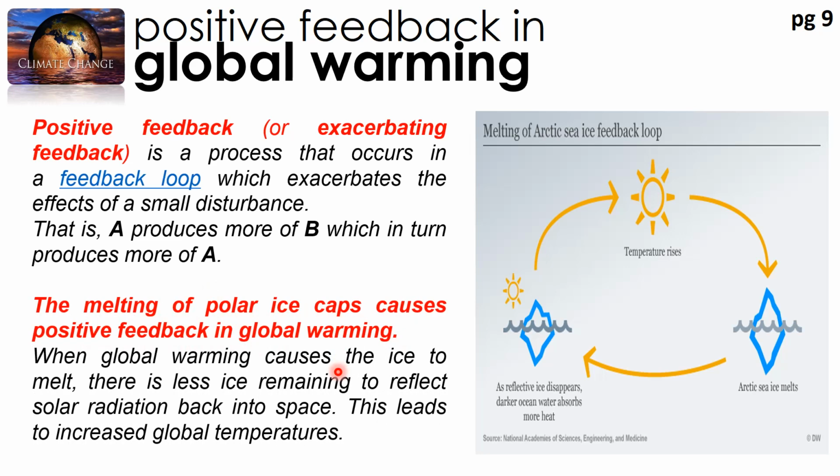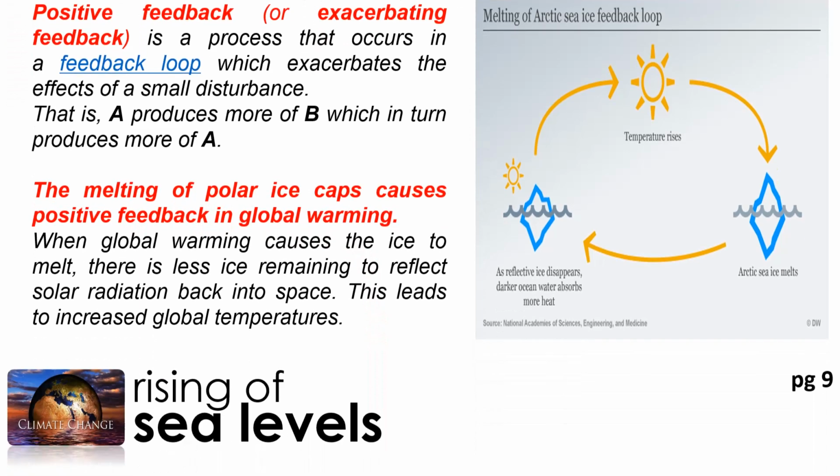What do I mean? You see, global warming will cause our ice to melt. And when there is less ice remaining on the surface of our planet, there's less reflective surface to reflect the solar radiation back into space. So this will lead to increased global temperatures, meaning this will lead to an increase in global warming. Thereby, the melting of polar ice caps causes the positive feedback in global warming.